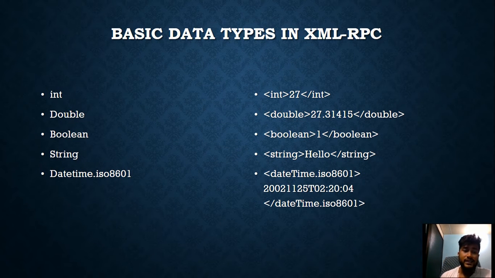Here you can see some data types in XML. There are basic data types: integer, double, boolean, string, and date time. These are the codes showing how you can use this type of data.